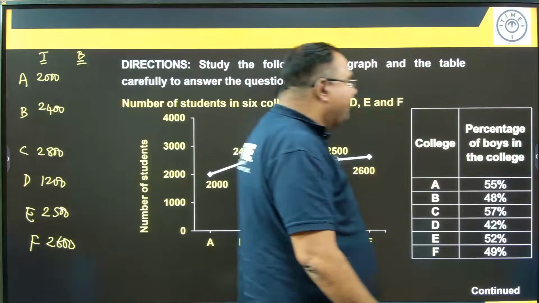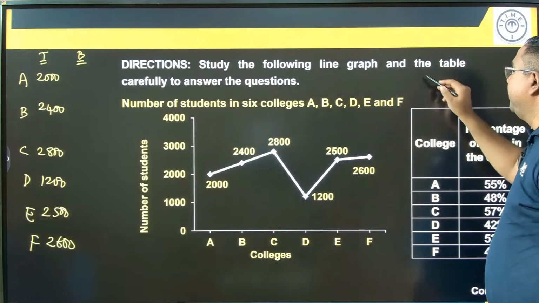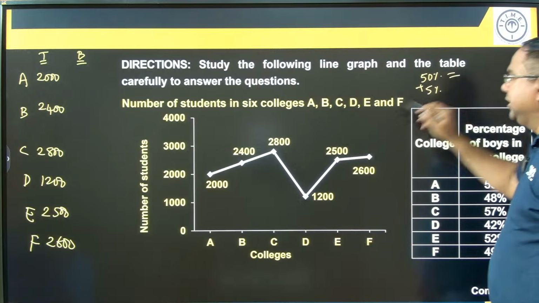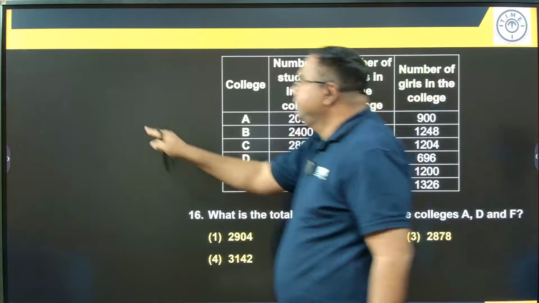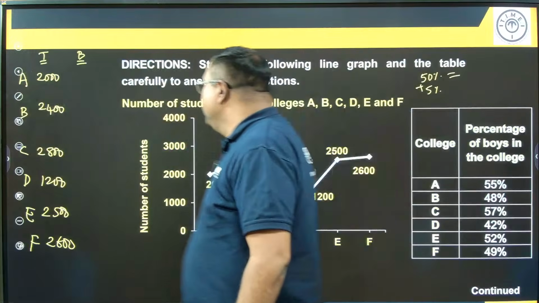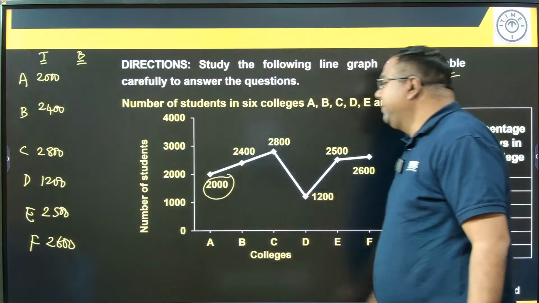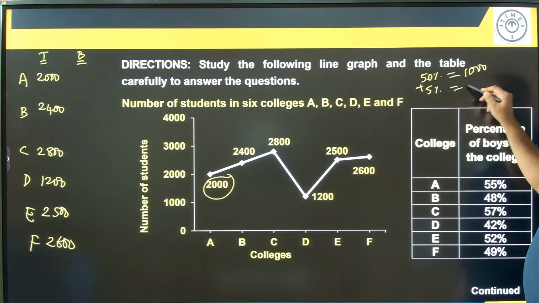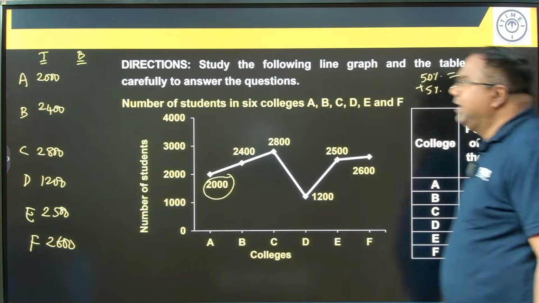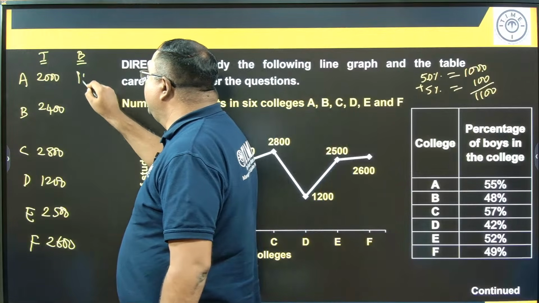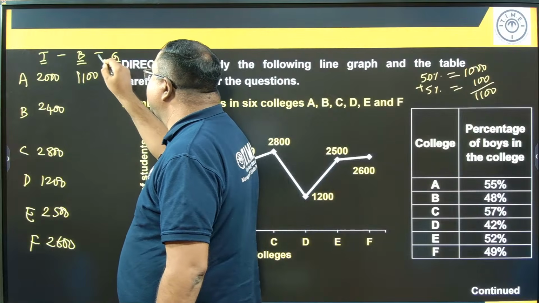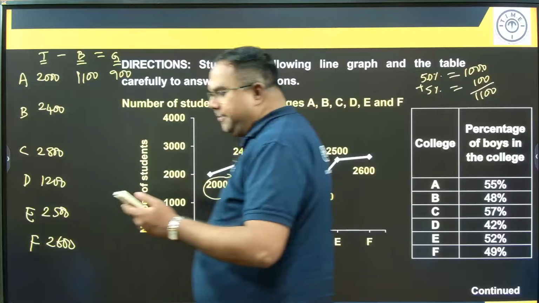55%. How do you calculate 55%? 55% would be simple. 50% plus 5%. How much is 50% of 2000? 50% of 2000 will be half, 1000. When you know 50%, 5% is easy. Just put a point, 100. So it has to be 1100. So I got 1100. I will get my girls here. 2000 minus 1100. If I subtract, total minus boys must be equal to my girls. My girls are 900.